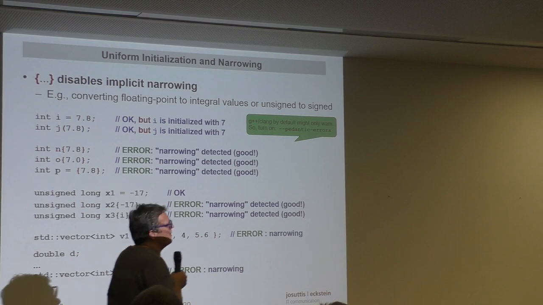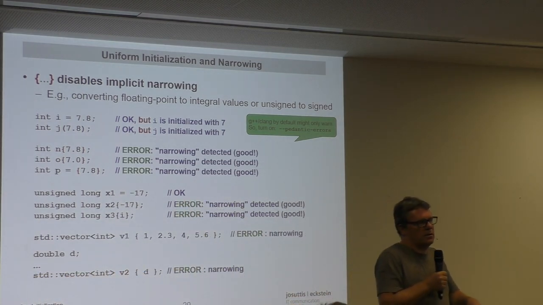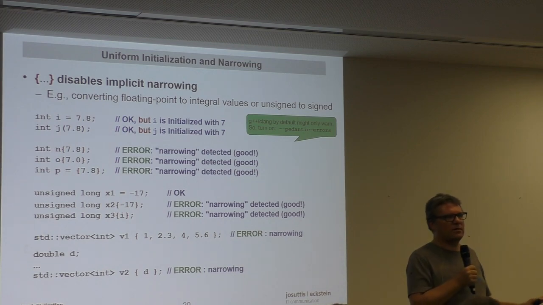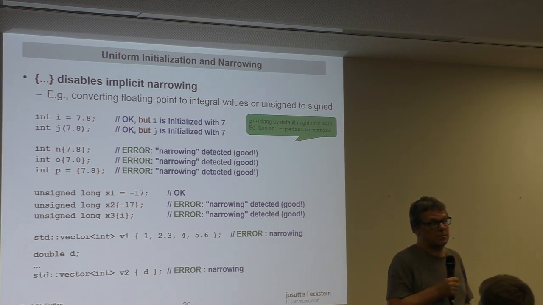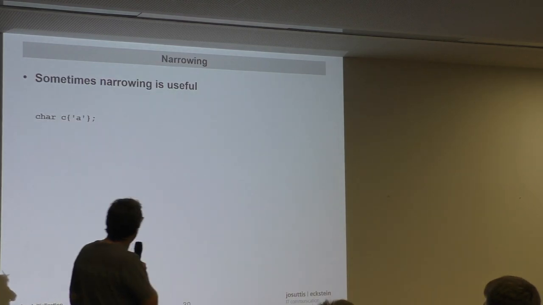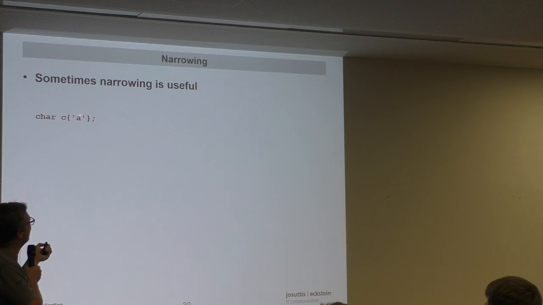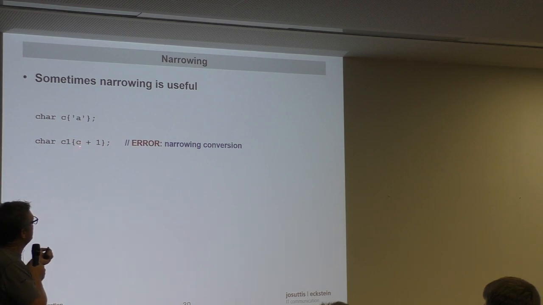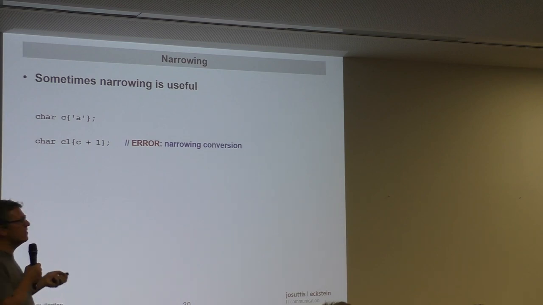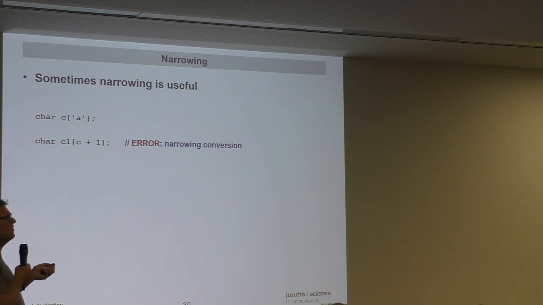The problem when I had this slide is I thought narrowing is always a problem. Somebody told me, no, that's not the case. Narrowing sometimes is great. Here's an example. If I have a character C initialized by the character A, this would not compile, but this is probably something I want to compile. So I want to initialize C1 by the next character, A plus 1. But the problem is, because the C is a character and the 1 is an int, the result of the sum is an int. And if we use the int to initialize a character, we narrow its value.